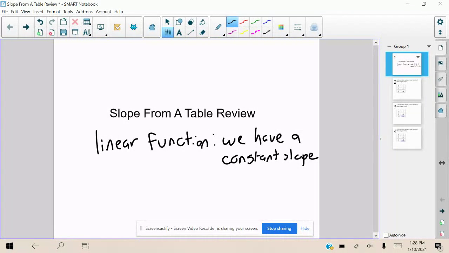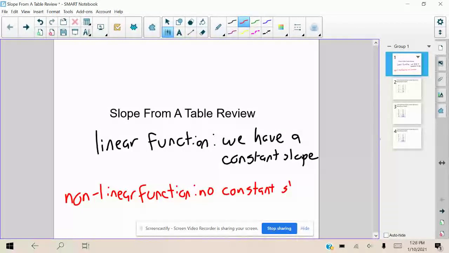So nothing new here. Now, if it's a non-linear function, it means that we do not have a constant slope. No constant slope. So this is going to be when our slope is different throughout the table, when the overall value of our slope changes from each set of data points.